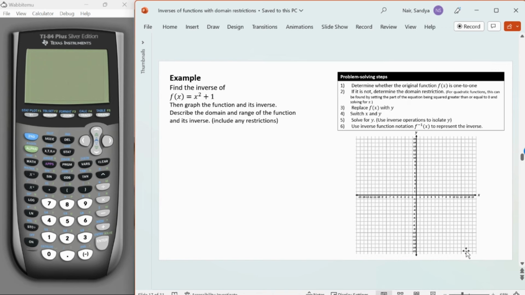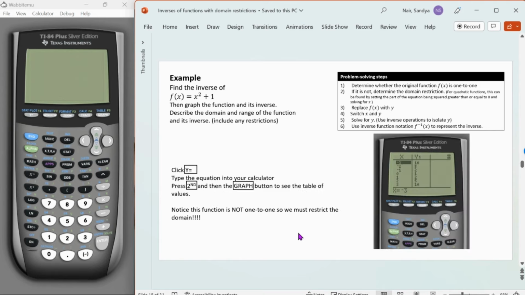So let's try finding the inverse of f of x equals x squared plus 1. And then we're going to graph the function and its inverse and then describe the domain and range using any restrictions. So step 1, what we're going to do is determine whether the original function f of x is one-to-one.